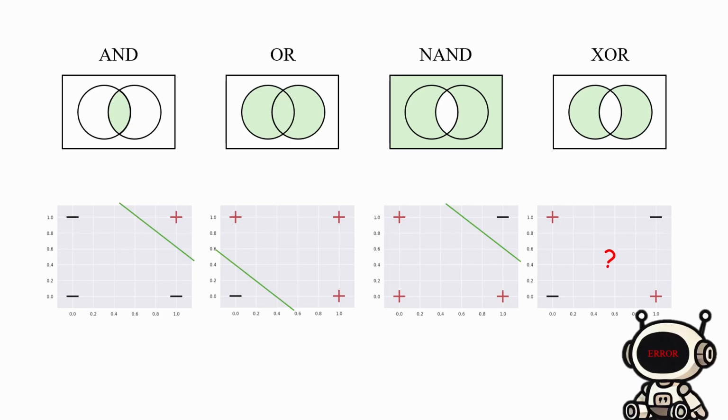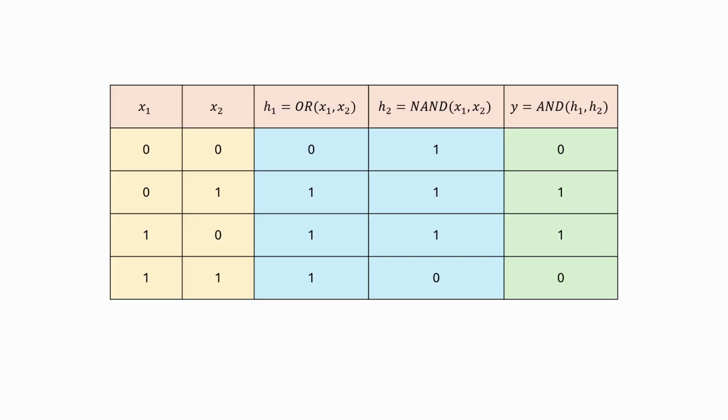Well, it turns out, a combination of these operators can actually theoretically solve the XOR. Take a look at this. We have x1 and x2, which is our XOR inputs, but we also have h1, which is the OR of x1 and x2, and h2, which is the NAND of x1 and x2. When you take the AND operator of the two intermediary h functions, you actually get a result that matches XOR output. This is the simplest idea of a network with one hidden layer of intermediate function.